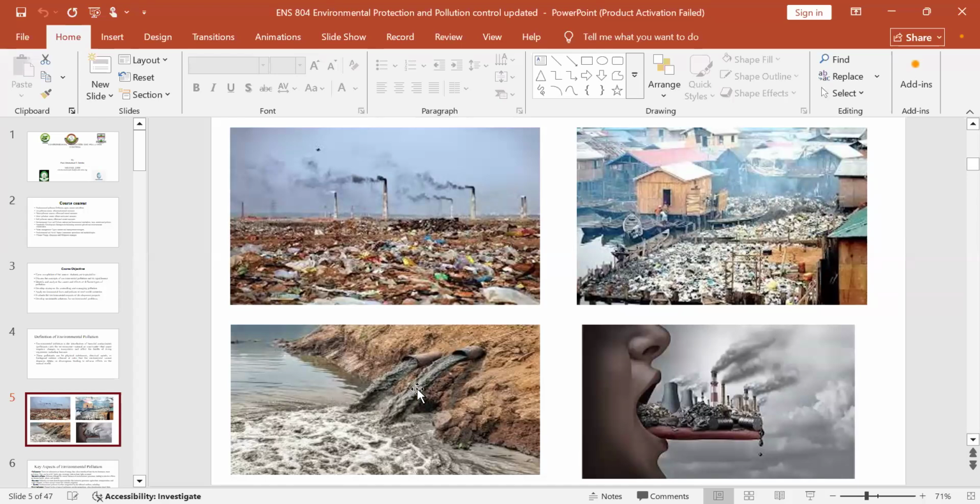These are liquid effluents that are being dumped into a river, into a water body. So these are chemical contaminants that are being directly released into an existing water body. It will contaminate the water environment, the aquatic environment, and harm all the life forms there.